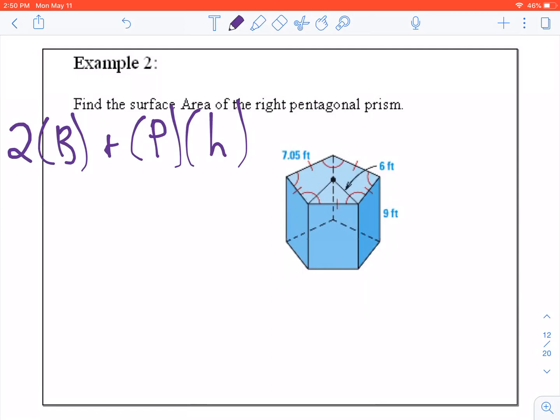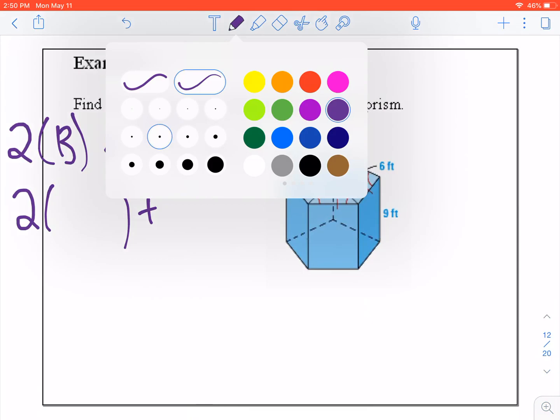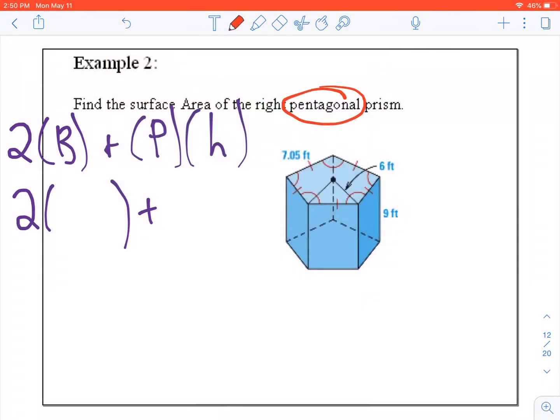So let's start off with what we know and what we don't know. Our 2 is there. Area of the base, well, we actually do not know that. We'll have to talk about how to figure that out here in a second. Plus the perimeter of our base. What shapes our base? Our base is a pentagon, this pentagon right here. We'll talk about finding the area in a minute. But to find the perimeter, a pentagon has 5 sides, and each side is 7.05 long. So 7.05 times 5 gives us 35.25.